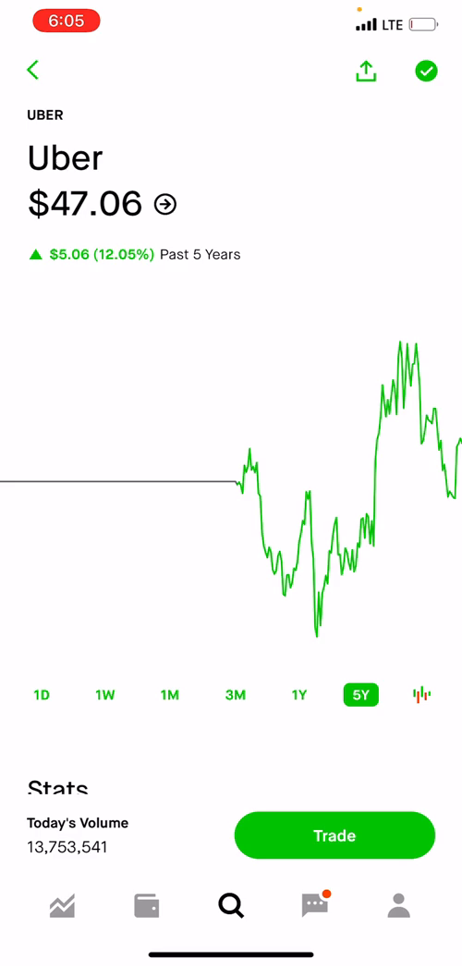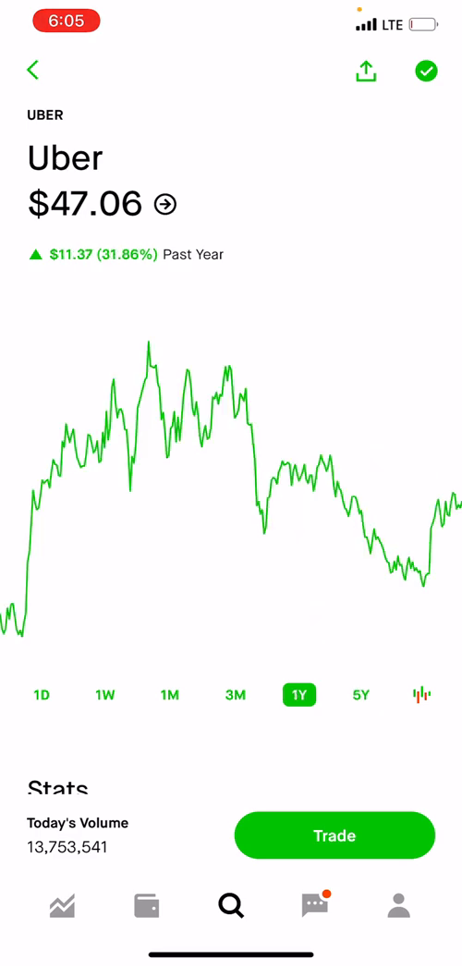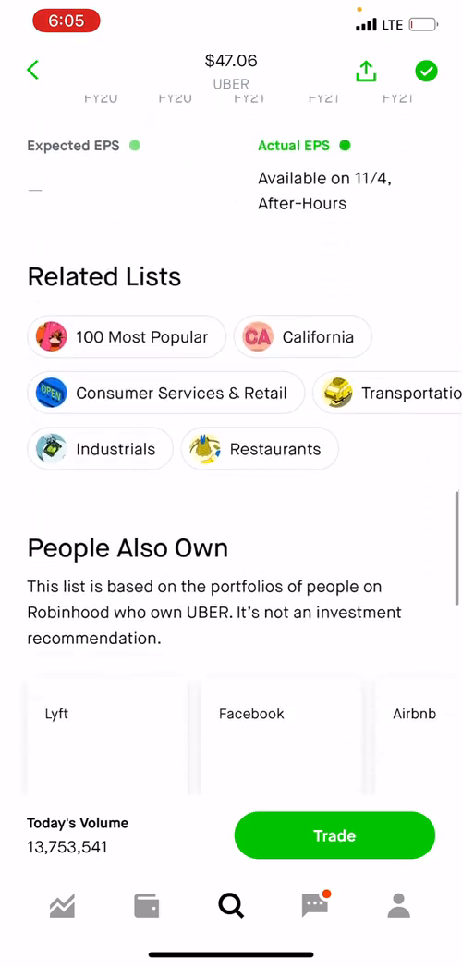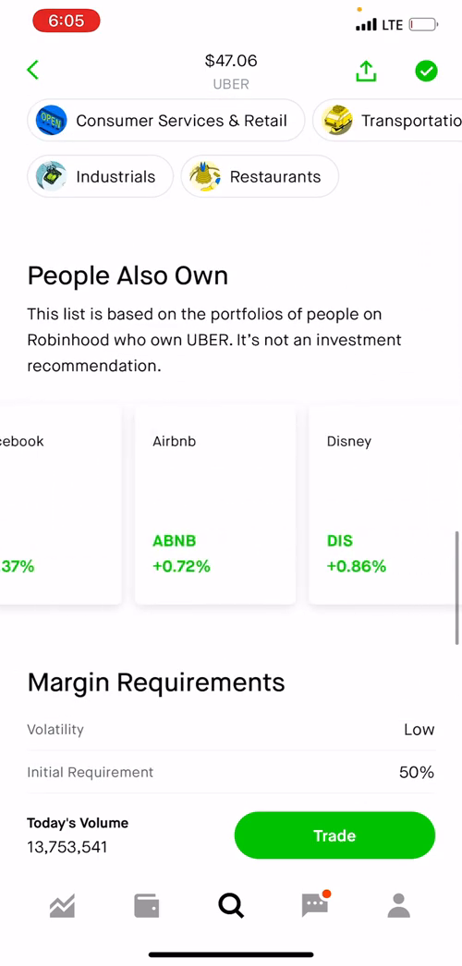Uber, 5 year, sideways, year, sideways. I would not buy Uber, right? I don't use Uber. I don't want to say that I don't like it, but I just don't use it, right?